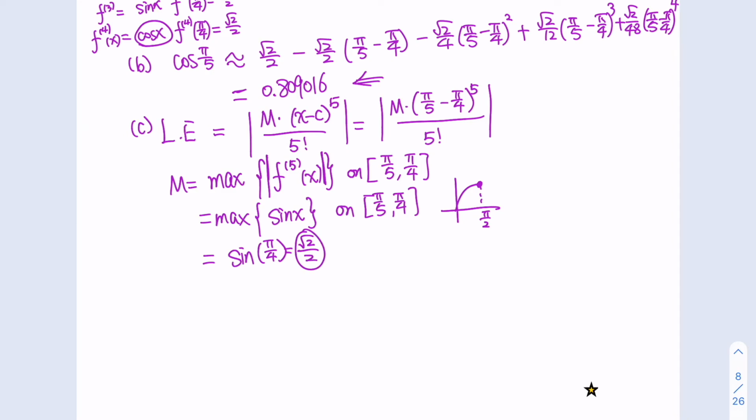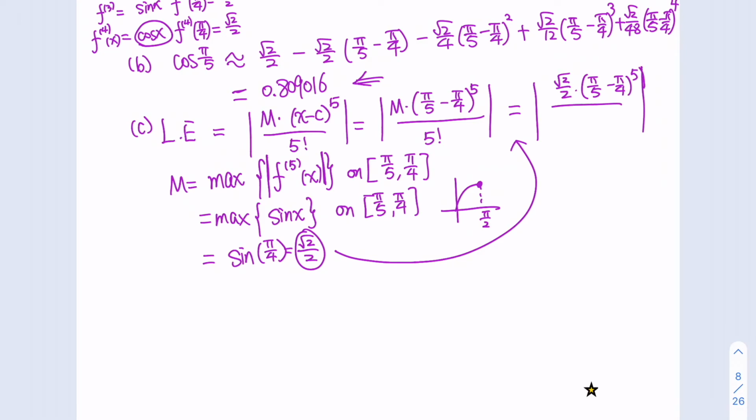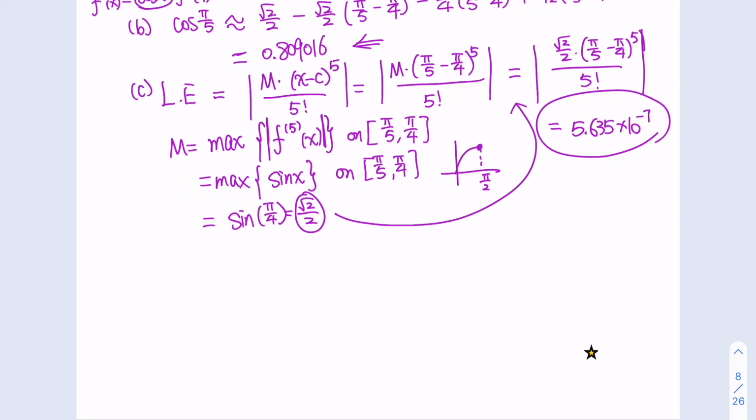We are going to plug this M in. So it's square root of 2 over 2 times the absolute value of pi over 5 minus pi over 4, to the 5th power over 5 factorial, which is 5.635 times 10 to the negative 7. This is the error. The error is less than or equal to this value, which is pretty good here. Let's look at part D.